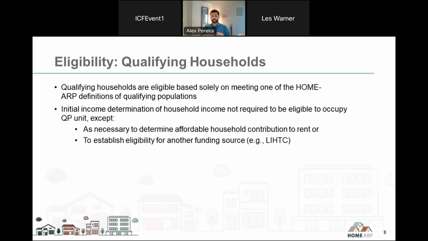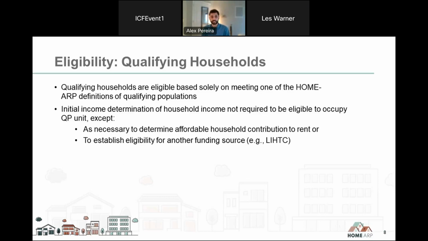Now, when we're talking about qualifying for rental housing under this program, the eligibility piece of that is determined based solely on whether or not a household meets the definition of a QP. So again, a household is eligible for occupying a QP unit under HOME-ARP based solely on whether or not they meet the definition of a QP.